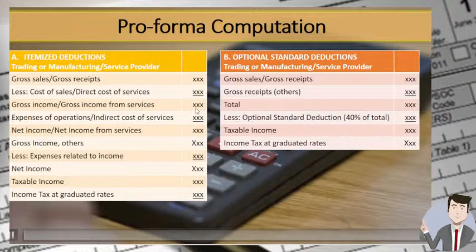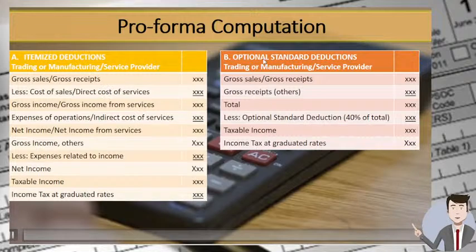Okay? Next, after identifying your gross income or gross income from services in case of a service provider, you have to identify your expenses of operation. Okay? Actually, guys, your cost of sales, direct cost of services, then expenses of operation, and indirect cost of services are all referred to as itemized deduction because ginaitem mo, ginaisa-isa mo, you are identifying your specific deduction. So that's why it is termed as itemized deduction.